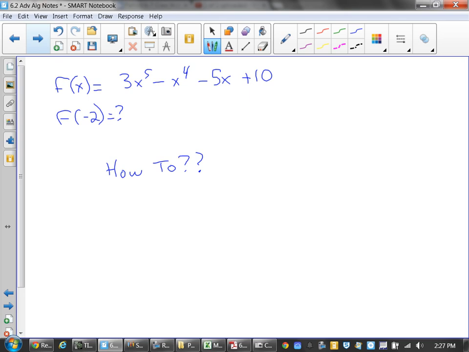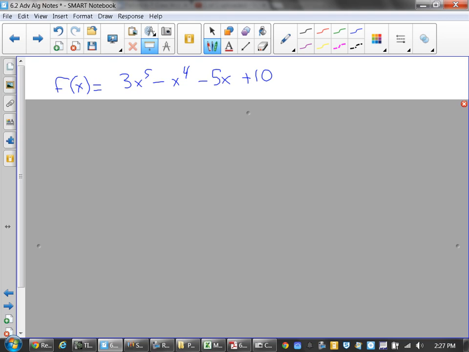Okay. Now, what I want to look at here is the following function. F of x is 3x to the 5th minus x to the 4th minus 5x plus 10.